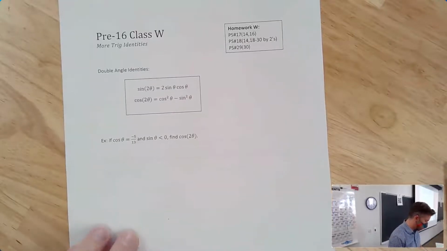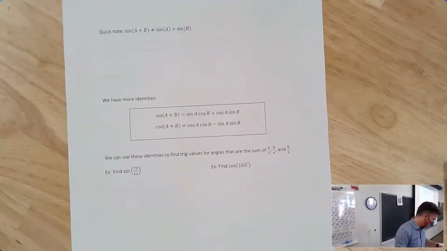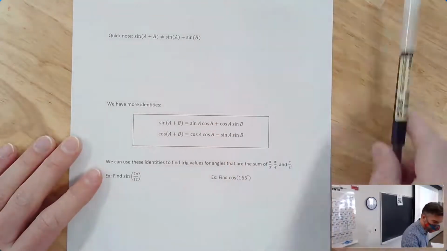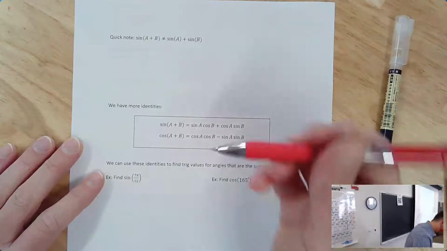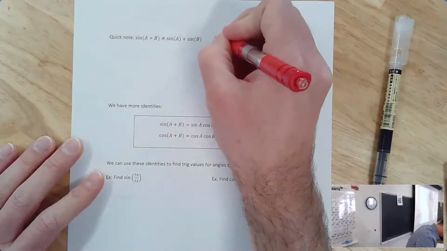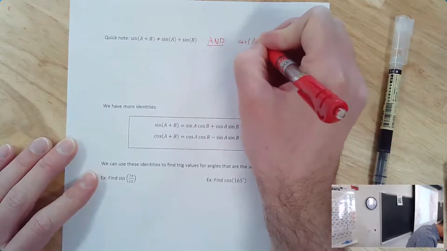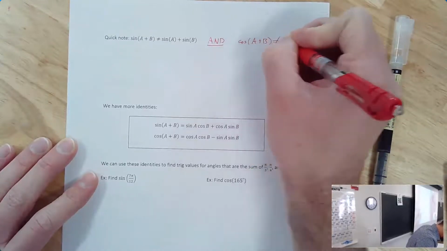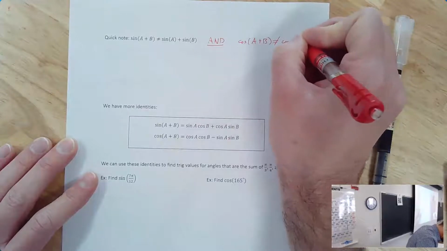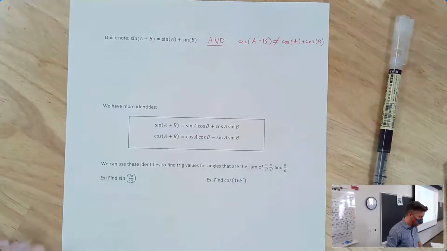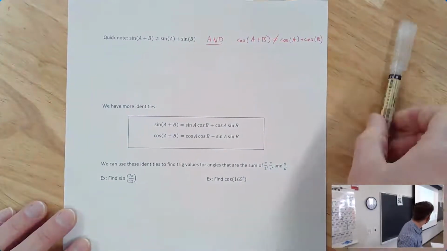So let's look over at page 2 and talk about how sine of A plus B does not equal sine of A plus sine of B. And in a similar way, I also want you to know that cosine of A plus B does not equal cosine of A plus cosine of B. Let's look at an example of that.